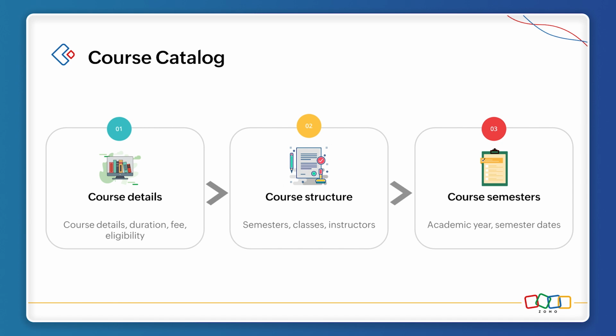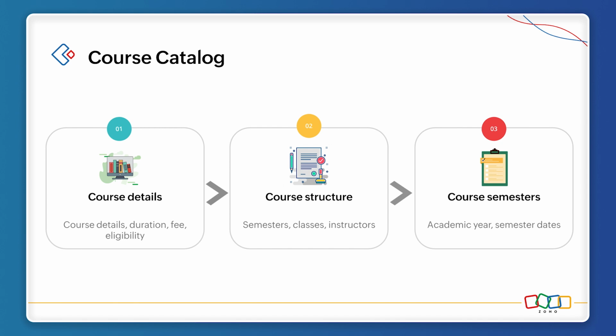One is the course detail, where I'll have the basic course information like the name of the course, duration, fees, and eligibility of the course. And second is the course structure, where I'll be capturing the semester details, and for each and every semester, what are the classes that we are going to provide, and for each and every class, who are going to be the instructors. This course detail and course structure remain common for all the academic years. But when I talk about the course semesters, for each and every academic year, the dates of the semesters differ. So this is what we are going to capture in the course catalog.